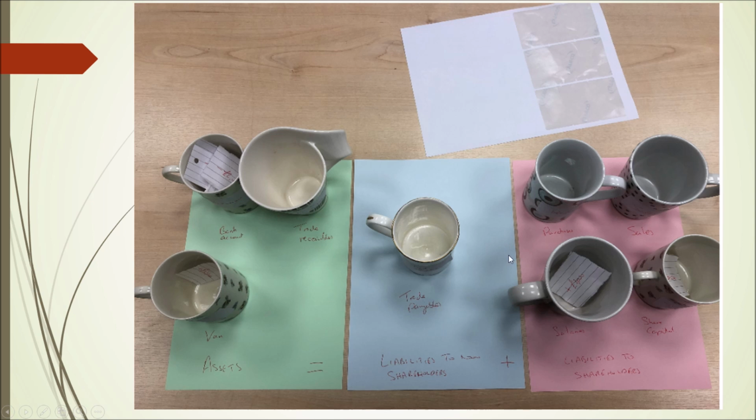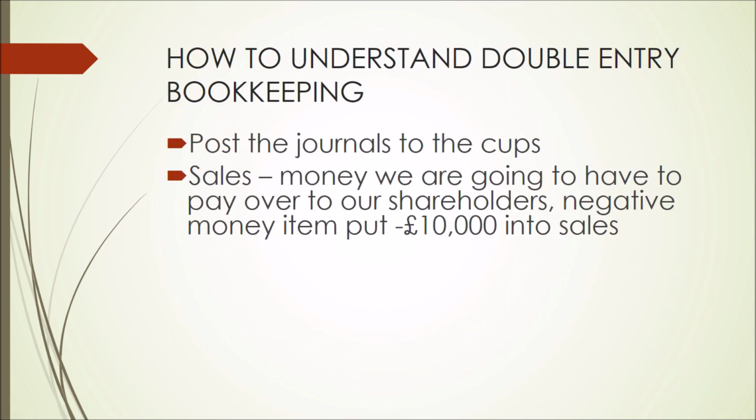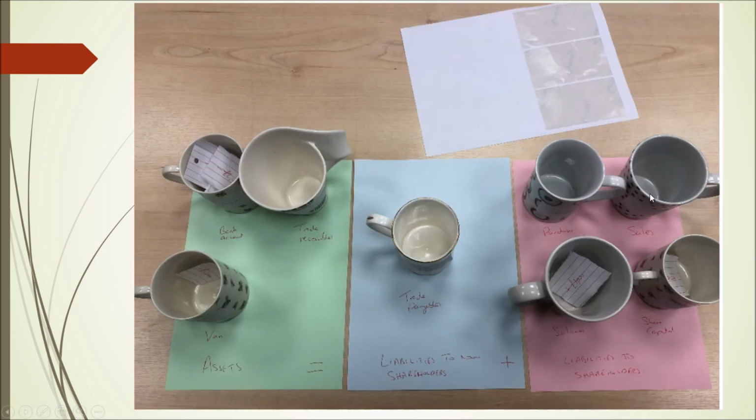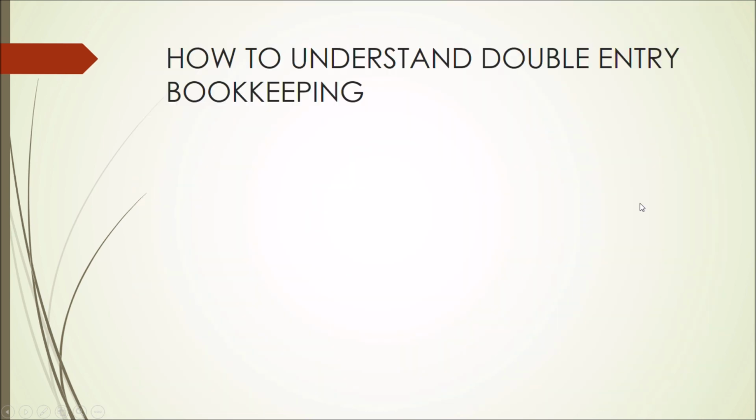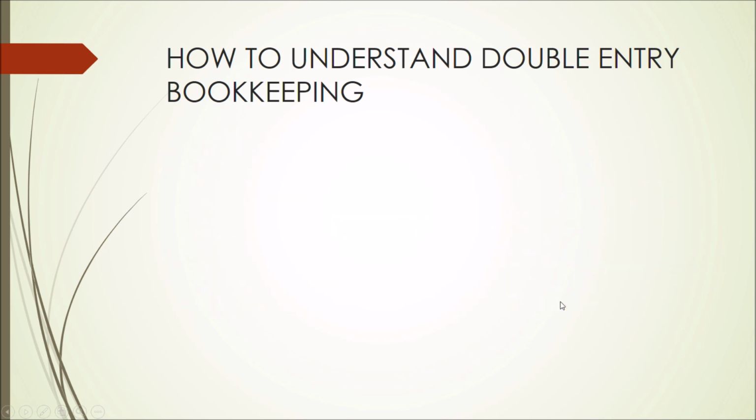So you're just going to pop these things into cups, and it's going to look like that. You post all the journals into the cups. So in the sales, we're going to have this amount that we carry over to our shareholders in the future. So it's negative money out, so minus £10,000 goes to the sales cup. And the customer is going to pay us in the future, so it's a positive money item, money in the future, so the £10,000 goes into the trade receivables cup.